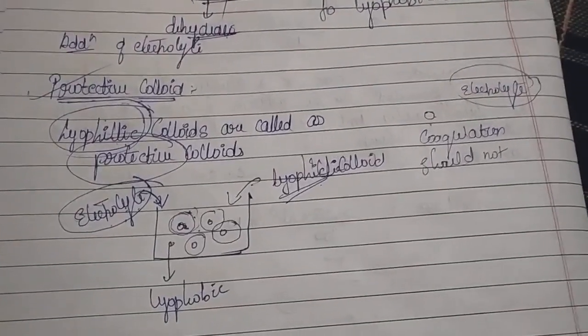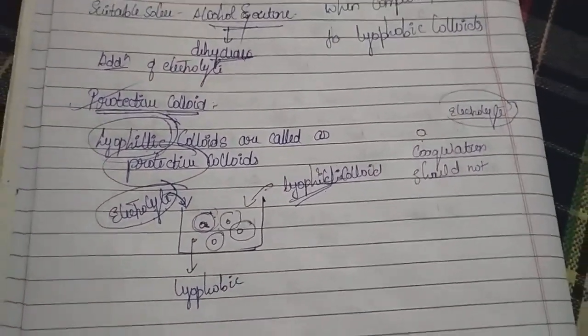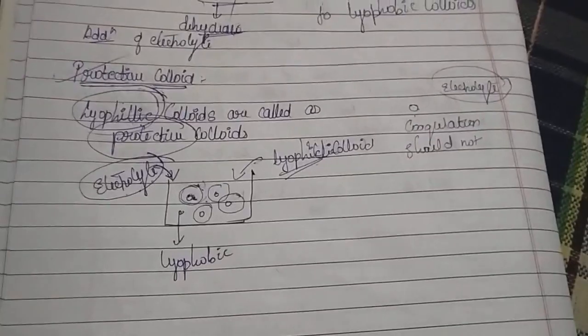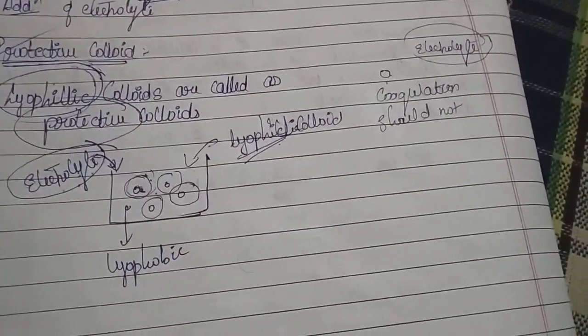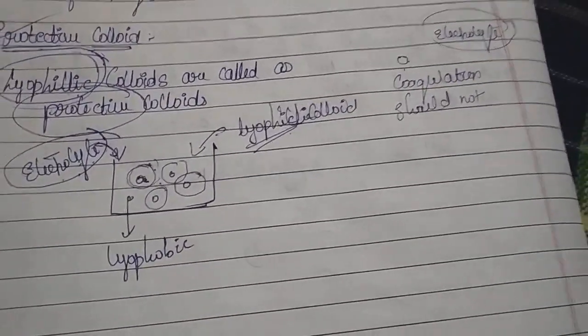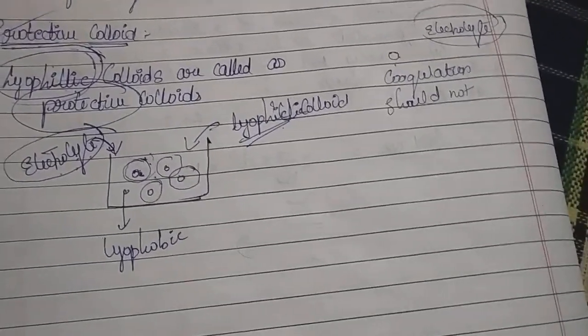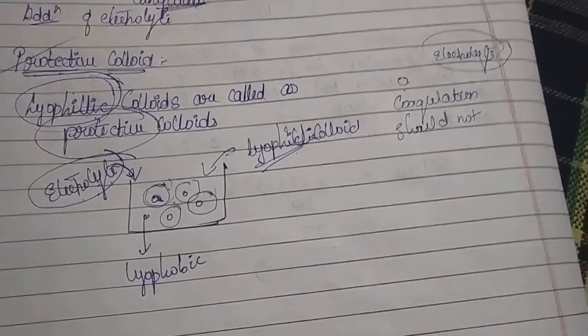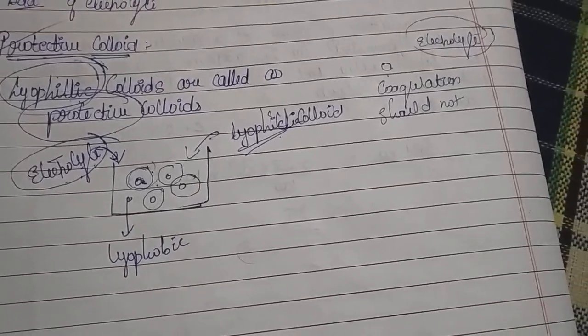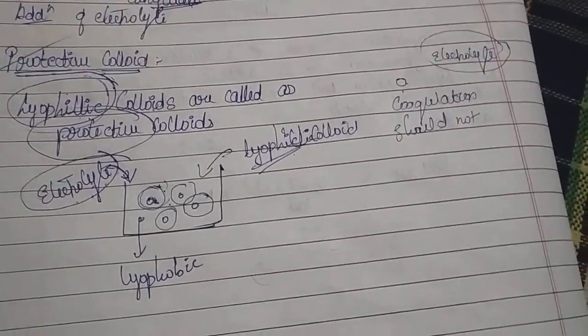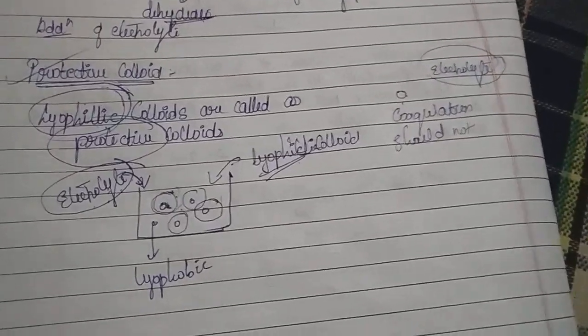Is that clear? But now the question arises: we have many such lyophilic colloids. It could be your starch, it could be your gelatin, it could be your hemoglobin. All are examples of what? Lyophilic colloids. Then the question arises: how much amount do we have to put?